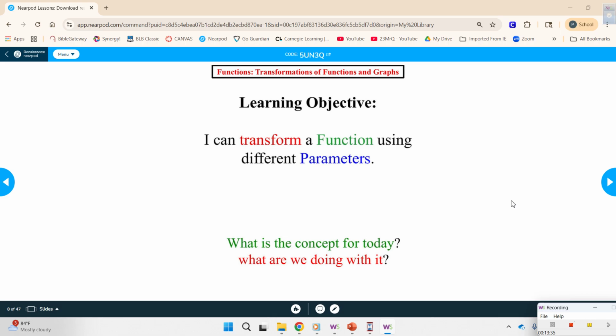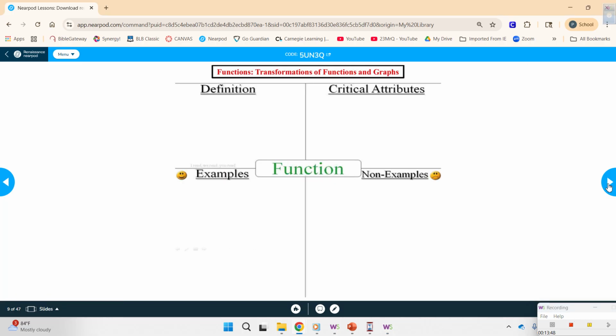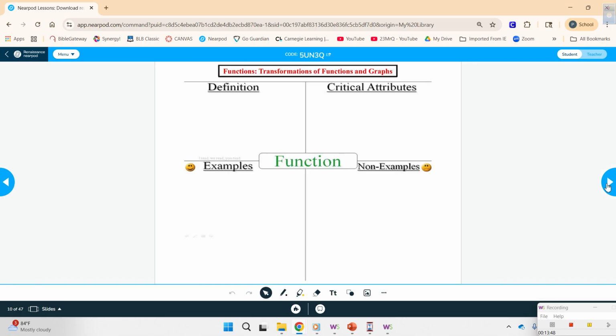I can transform a function using different parameters. By now we know what functions are and what they look like. Is that correct? Yes, Mr. Q. Before anything, tell your neighbor an example of a function. All right, good. Now type it in there on the screen. Give me an example of a function.